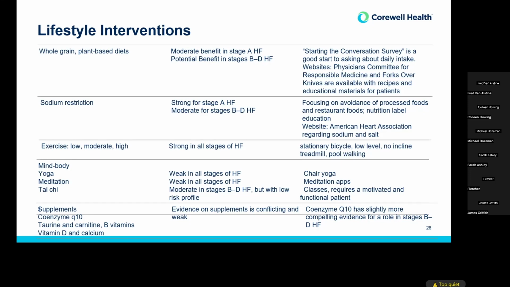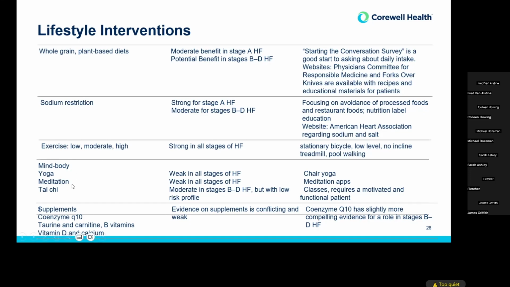Even in our advanced heart failure patients, sodium restriction can be helpful because that can cause fluid overload and therefore dyspnea. So it's not that, well, now you don't have to worry about that, eat what you want. That is true, but just paying attention to that.